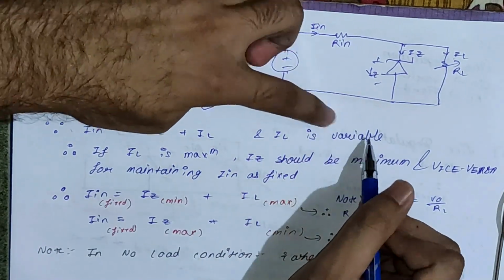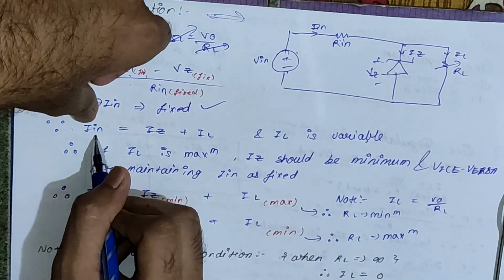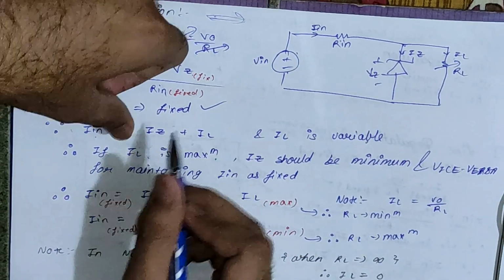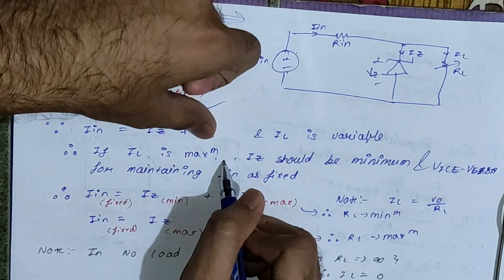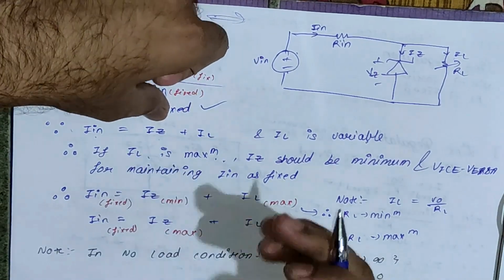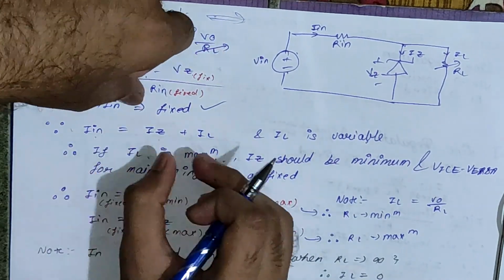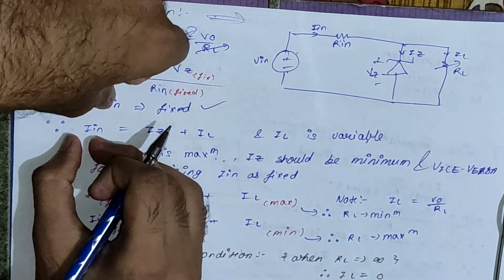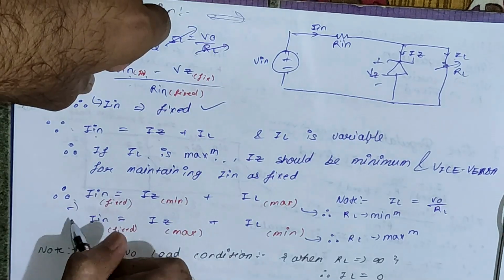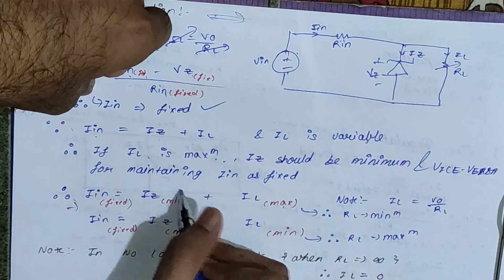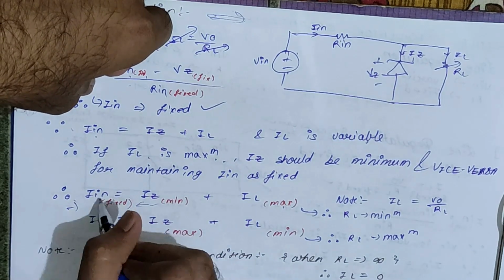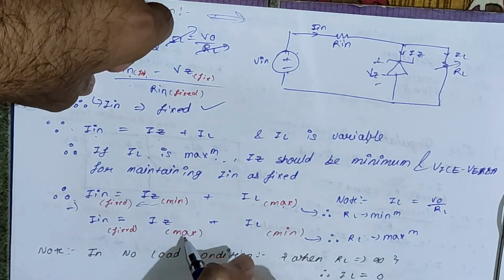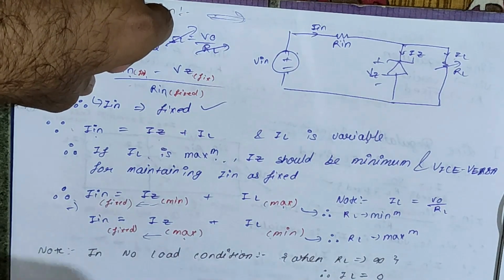But since IL is variable and we know that I in is fixed, to maintain this condition Iz must be variable. So we can say that if IL is maximum, Iz must be minimum so that I in is fixed, and if IL is minimum then Iz should be maximum such that I in is fixed. This is what I have written here. If IL is maximum, Iz must be minimum so that we get I in as fixed. If IL is minimum, then Iz should be maximum to maintain I in as fixed.